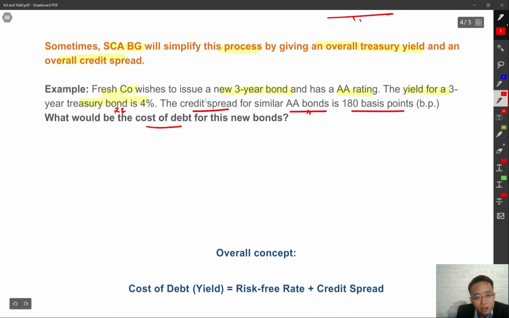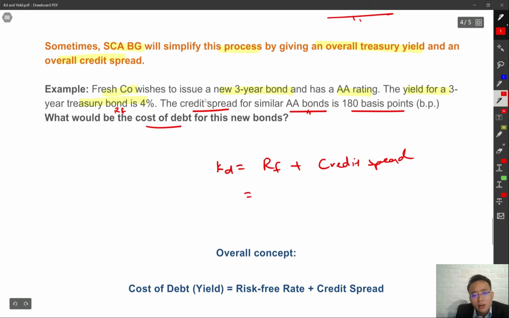People, what is the cost of that? If they simplify it down to this for you, they have given you the overall yield and the overall credit spread. They do not want you to work out year by year. They just give it to you like this. Then congratulations, just thank them for being so kind to us. Our cost of debt will really just be our risk-free rate plus our credit spread.